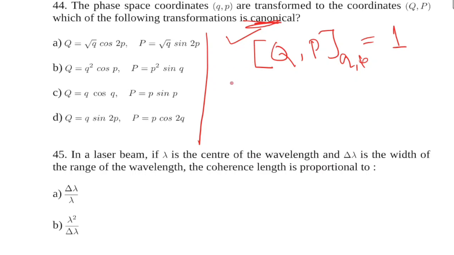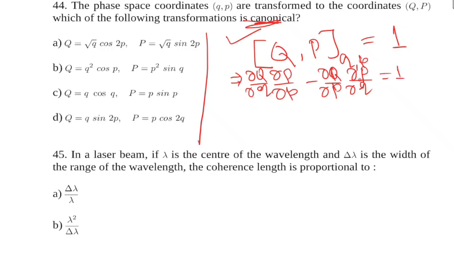Here you can write this as ∂Q/∂q ∂P/∂p minus ∂Q/∂p ∂P/∂q equals 1. So you have to find this expression. Let us check for option A.